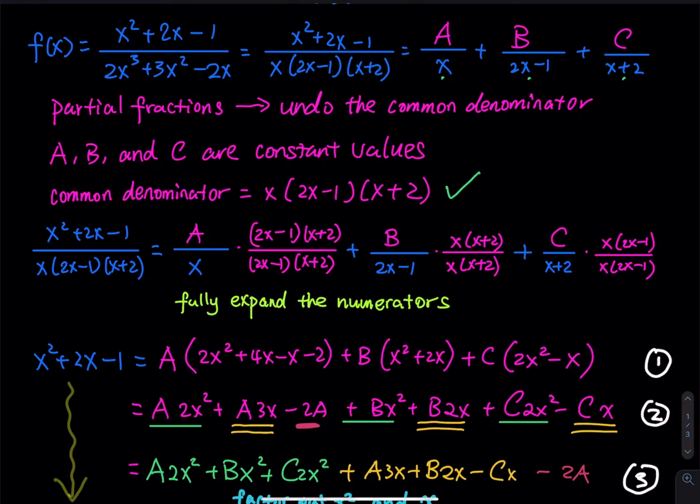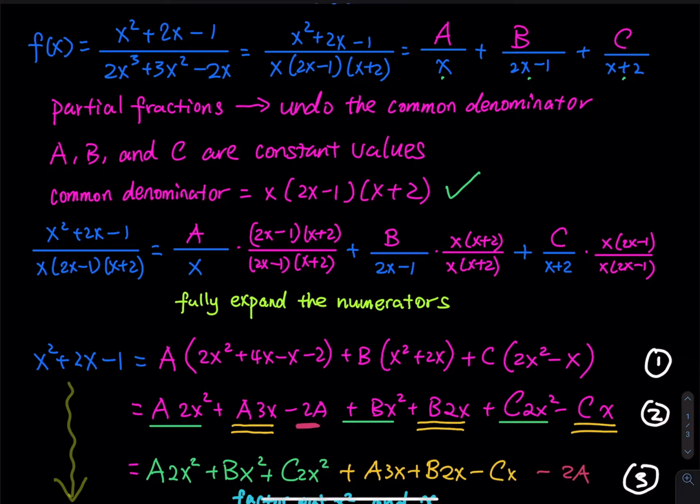And then for b, you have 2x minus 1 in the denominator. Compare that to the common denominator. I know that I am missing x and x plus 2. That's why you have to put that on top and bottom. And then the last fraction, c over x plus 2. Compare the denominator to the common denominator. I am missing x and 2x minus 1. So I need x and 2x minus 1 on top and bottom.